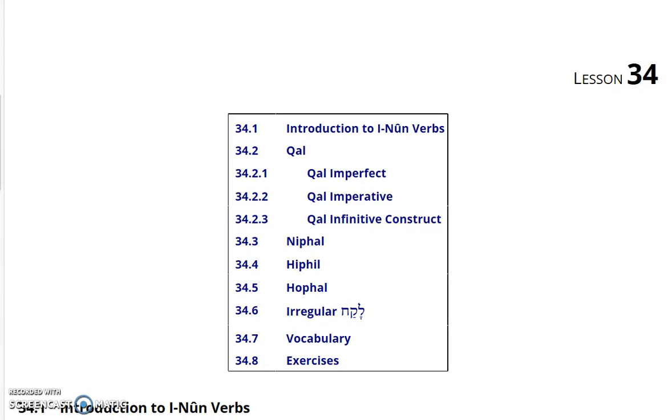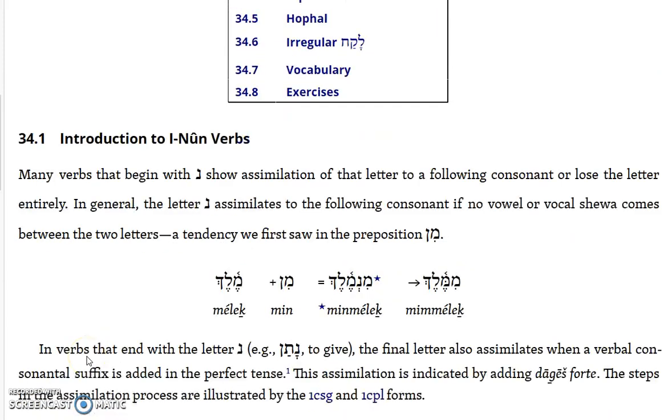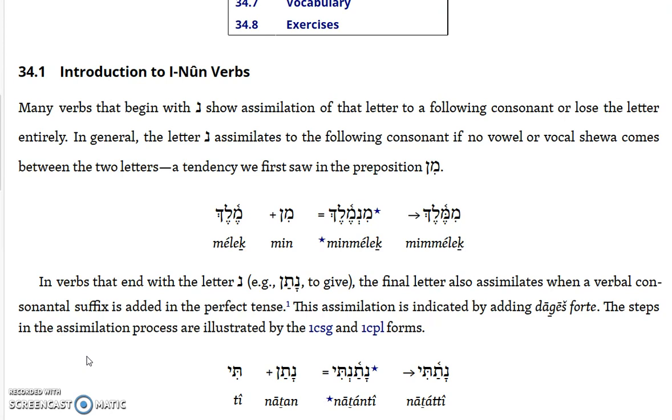I will now introduce Ross's Lesson 34, Introduction to First Noon Verbs. A first noon verb is a verb that has a noon in the first consonant of the root. Roots tend to be three consonants. And so if a root begins with a noon, we'll call that a first noon root.